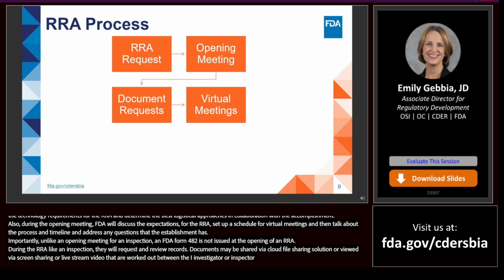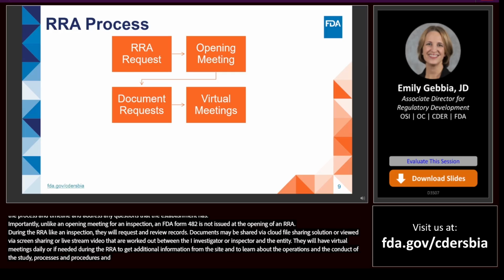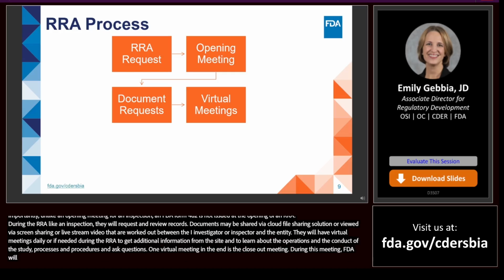There will also be virtual meetings daily or as needed during the RRA to get additional information from the site and to learn about its operations, the conduct of the study, the processes and procedures, and ask questions. One virtual meeting at the end is the closeout meeting. During this meeting, FDA will discuss any findings it observed during the RRA.